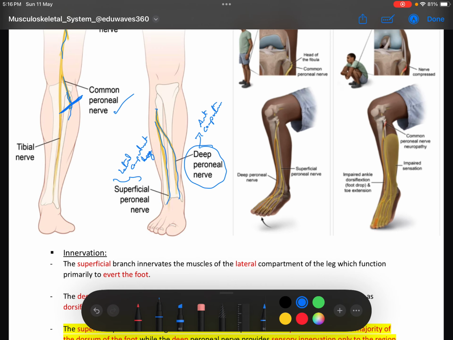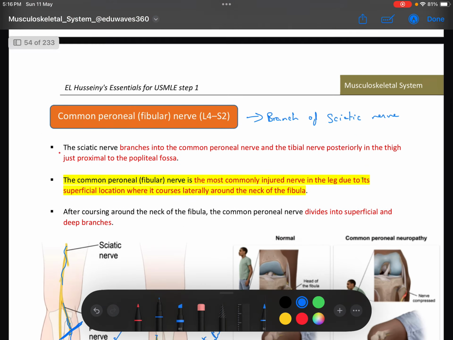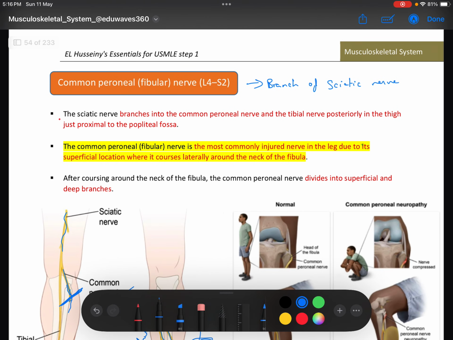Now here we have one mnemonic, which we call PED. If any patient gets a common peroneal injury, what problem will they get? Foot drop.